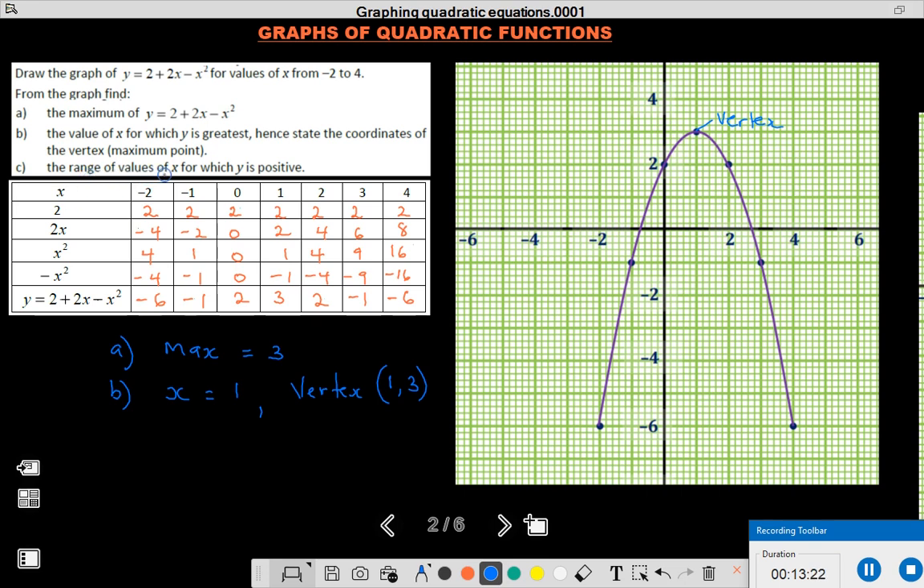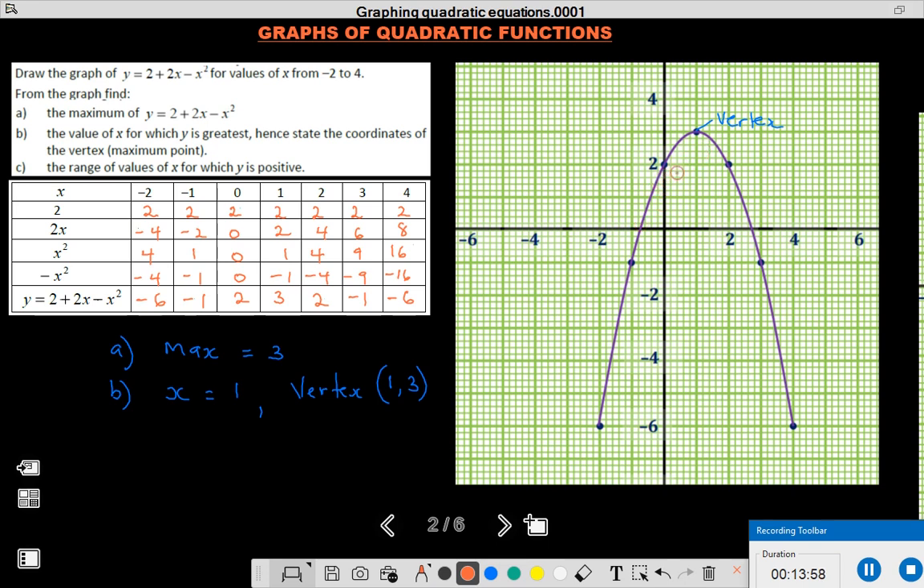Now the range of values of x for which y is positive. Now y is positive starting from here going upwards. Now the range of values of x. So when is y positive? Remember the curve falls in the lower part of y, which is negative, and the upper part, which is positive. So when they ask us for the range, we must find this upper part here.